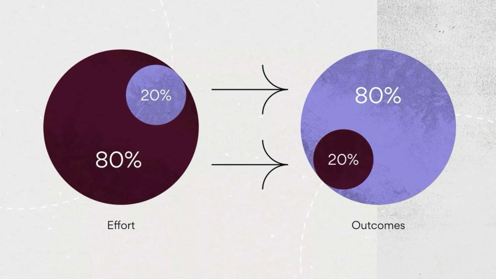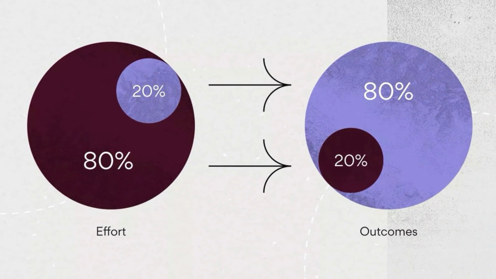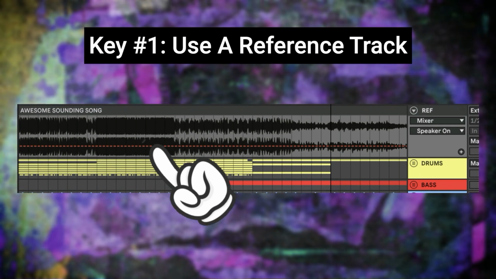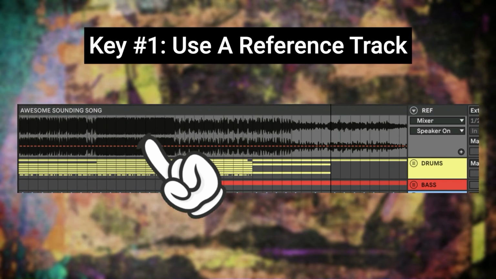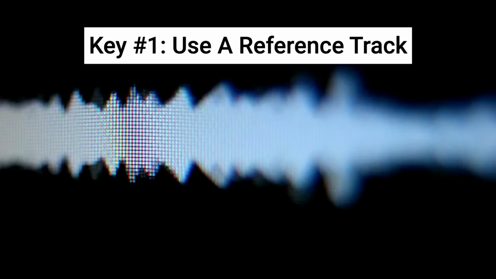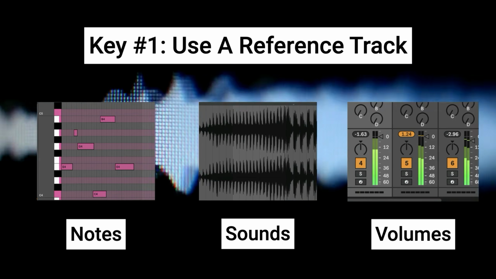And if you've been paying attention to this super long video, then you've probably figured out what the 80-20 rule is when it comes to building out your songs. The goal here is to get 80% of the result with only 20% of the time, energy, and effort. The first key to the 80-20 rule is to use a reference track, so we're very easily hitting 80% of a high quality, professionally made song. In particular, we use that reference track to make sure that we're picking the right notes, sounds, and volumes as we're building out our song.